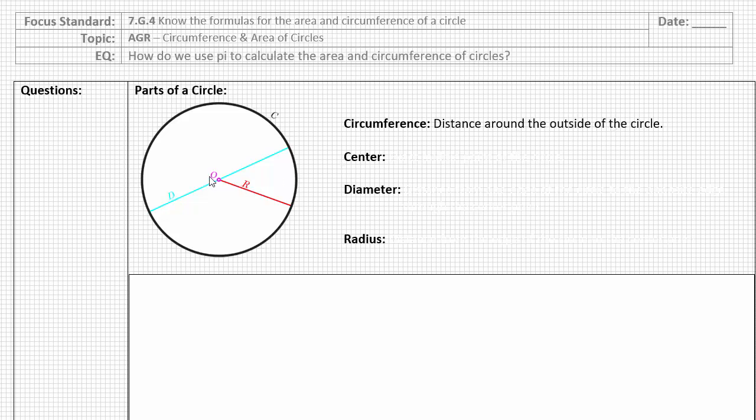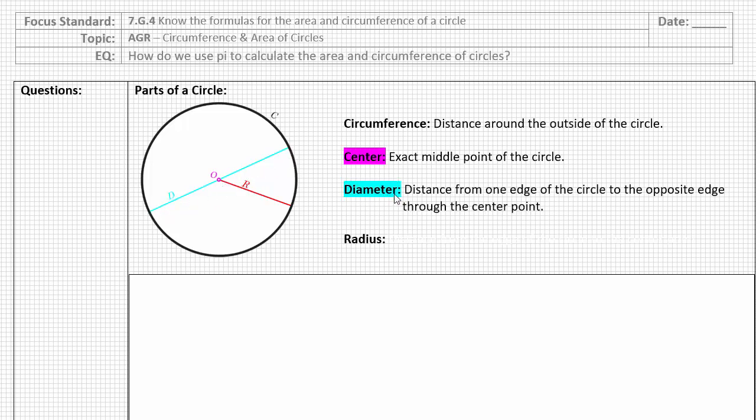The center is this pink point right here. The center, being that point right in the middle, is exactly that. It's the exact middle point of the circle. This blue line that we see running edge to edge through the center is our diameter. So the diameter is the distance from one edge of the circle to the opposite edge through the center point. The radius is from the center point to the edge of the circle, or vice versa. It's half the distance of the diameter.